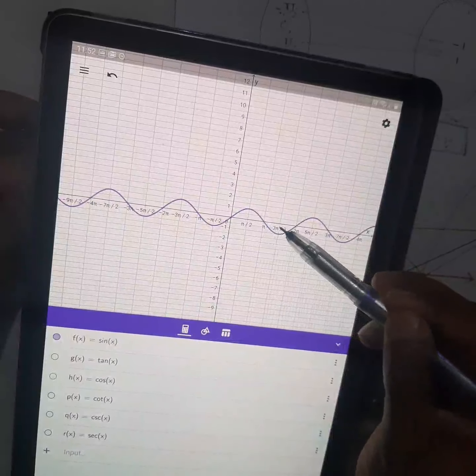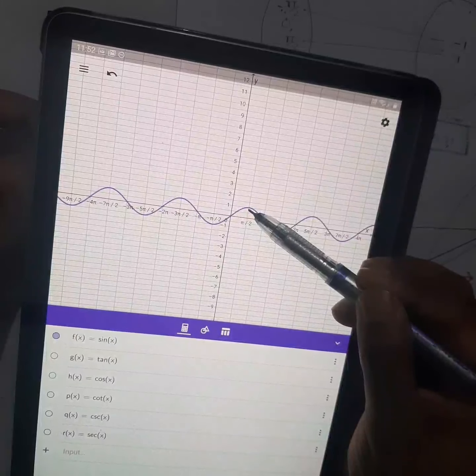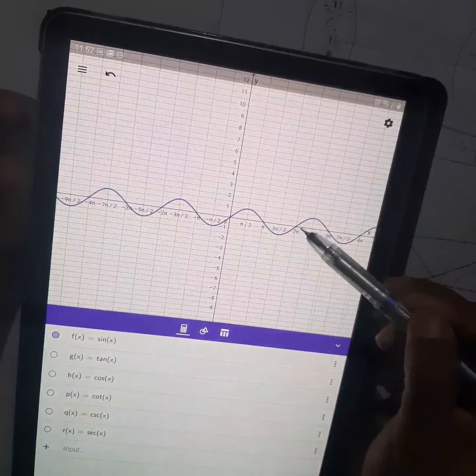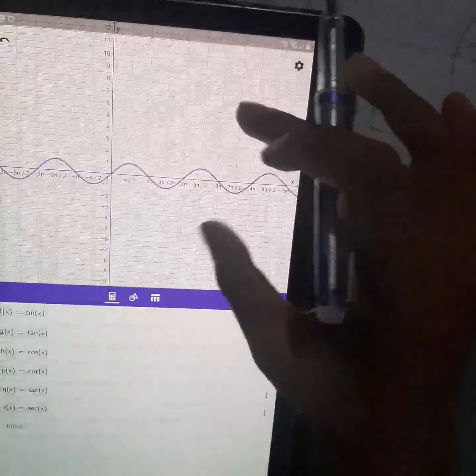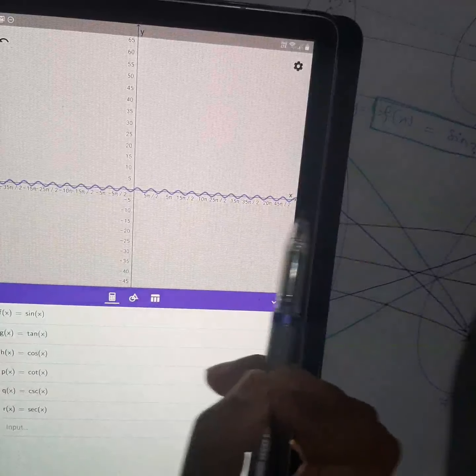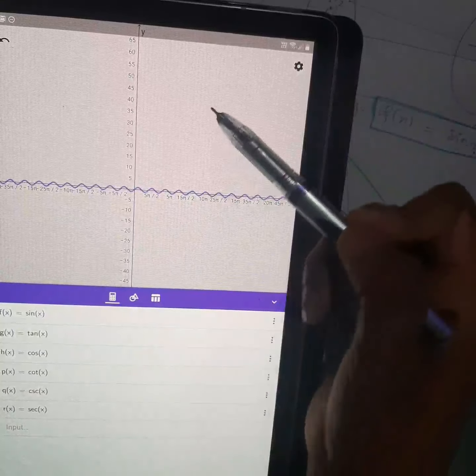Whatever x value you are taking, what y value will you get? Here 1, here -1, in between -1 and 1. Can you see? If I zoom out, you can see the graph is always between -1 and 1. You will never get y somewhere here. I hope you can understand. This is the graph of sin x.